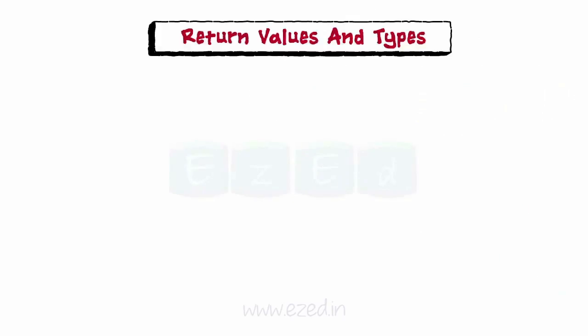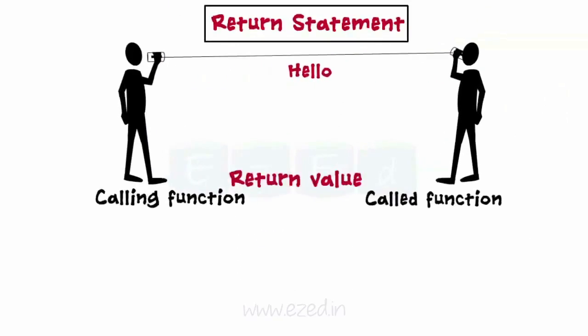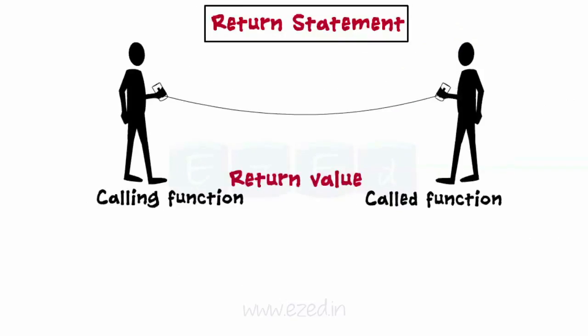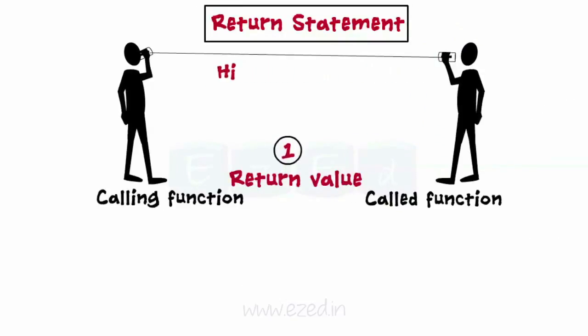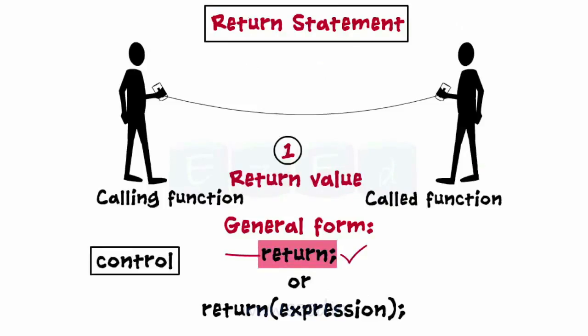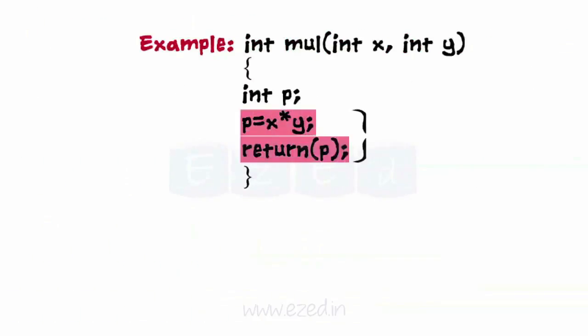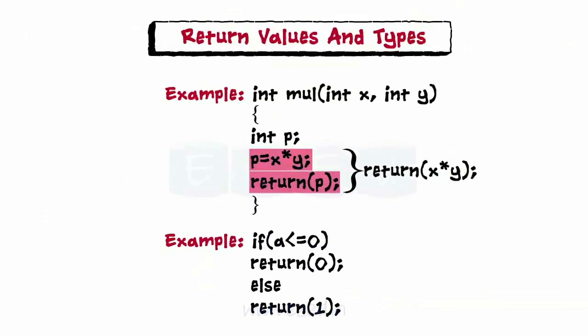Now we learn return values and their types. A return statement is used to return a value to the calling function. The called function can return only one value per call. This is the general form. This return statement does not return any value. When the return statement is encountered, the control is transferred back to the calling function. The second form of return with the expression returns the value of the expression. The last two statements can be combined into one statement like this. A function can also have more than one return statement.